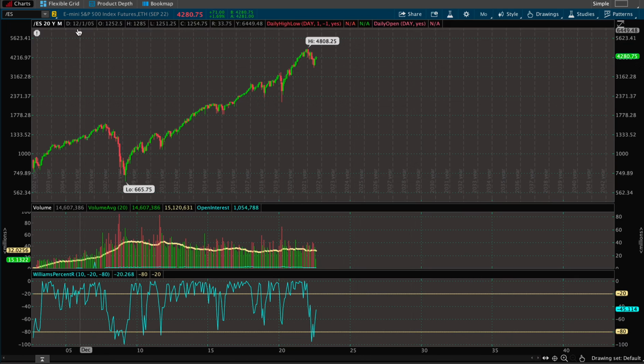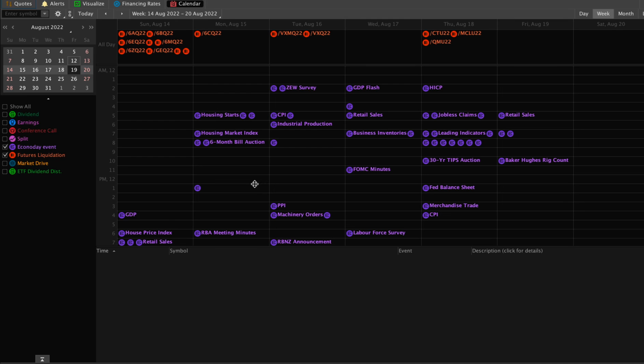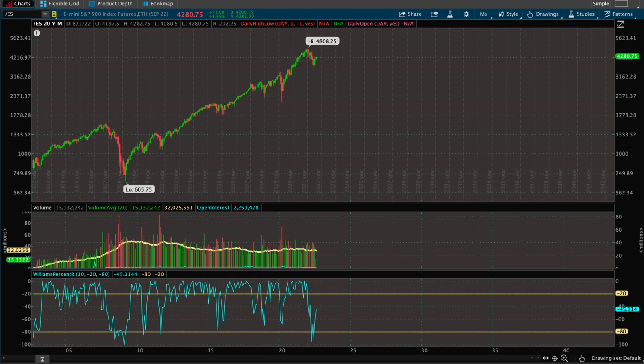This is a 20-year monthly chart, and let's first look at our calendar. Going into August 15th, we do have the CPI results coming out. We do have FOMC minutes coming out, and again the Fed balance sheet, that's okay, and we have the jobless claims. So I would say it will be a little bit choppy going into next week because of all these economic events, but let's see what our ranges are in which we can trade.